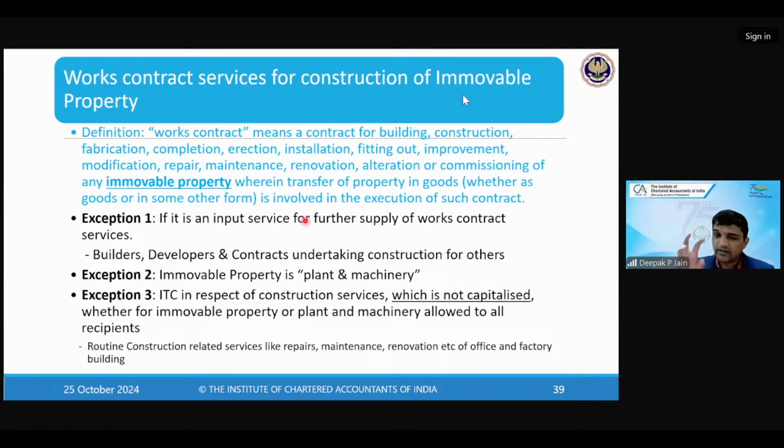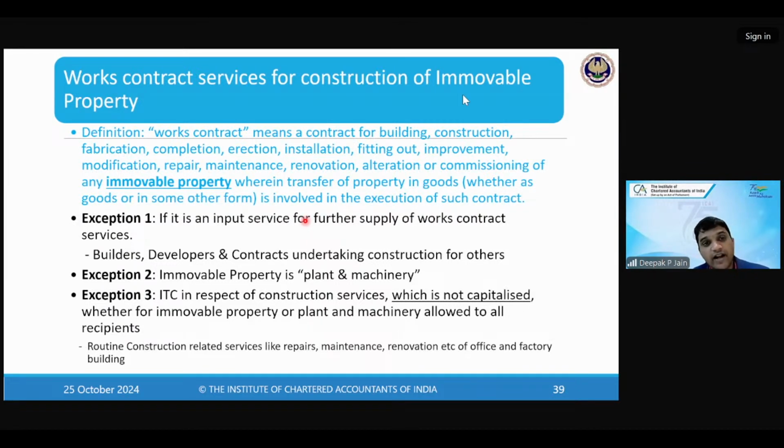So any works contract which you are taking, as defined, includes any kind of building, repair, construction, anything in relation to an immovable property wherein transfer of property in goods is involved. That is, first goods are involved and then it results in an immovable property. So you are buying something and constructing something which becomes an immovable property. You're constructing an office building, a godown, a warehouse. All of that is a works contract.